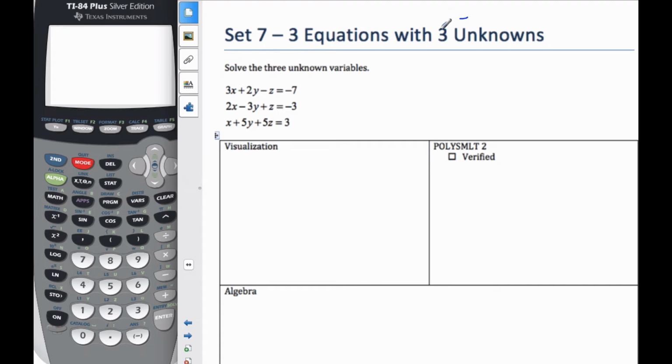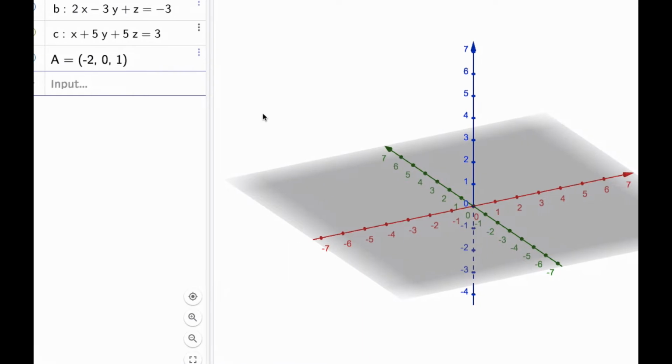Alright, it's Mr. Rops here, and today we're going to look at three equations and three unknowns, which is a scenario that looks something like this. And so, I always talk about the visualization at first. Well, I have three variables, three unknowns. I'm going to go to three dimensions then.